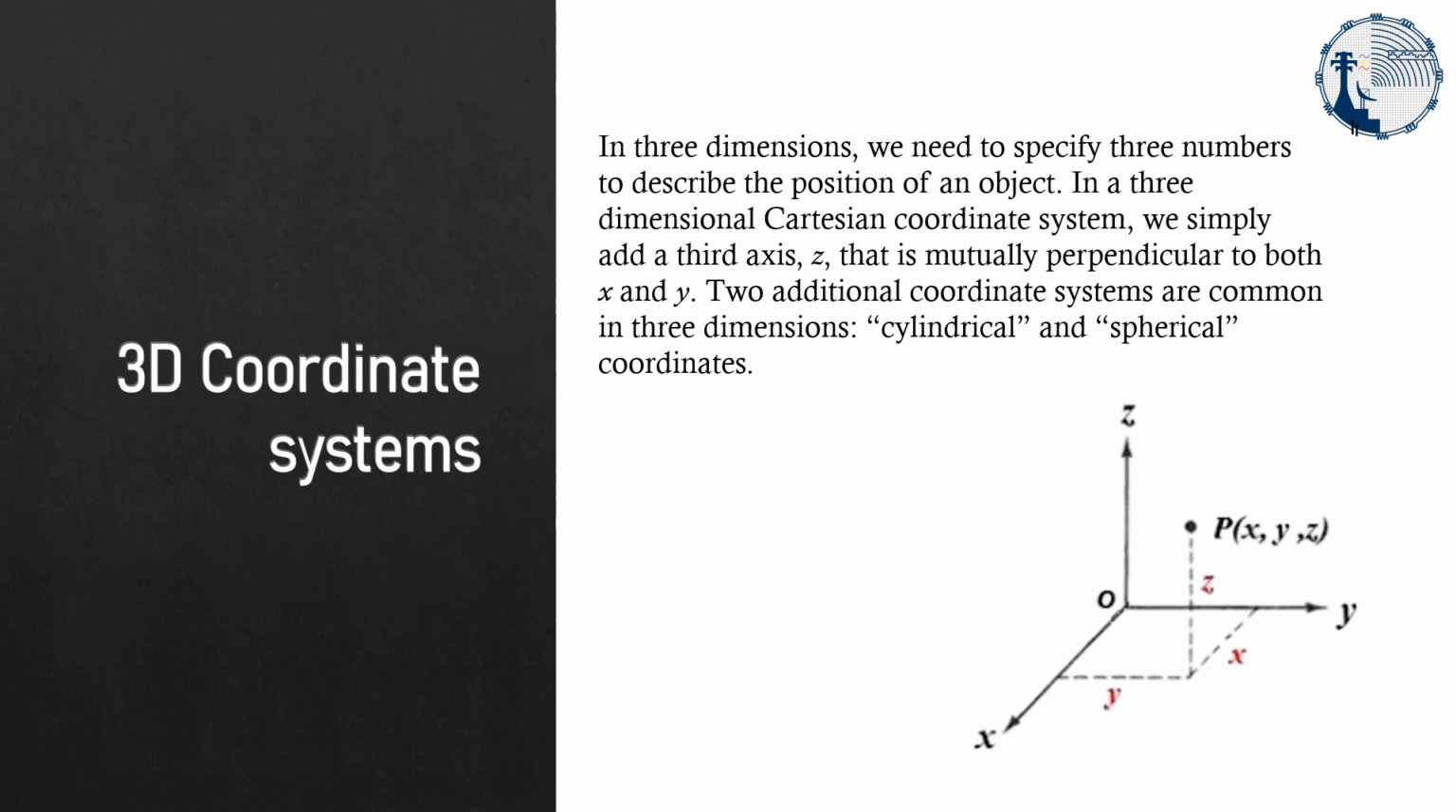Now moving on to 3D coordinate systems. In 3 dimensions, we need to specify 3 numbers to describe the position of an object. In the 3-dimensional Cartesian coordinate system, we simply add a third axis, the z-axis, that is mutually perpendicular to both the x-axis and the y-axis. Two additional coordinate systems are common in three-dimensional coordinate systems. They are the cylindrical coordinate system and the spherical coordinate system.